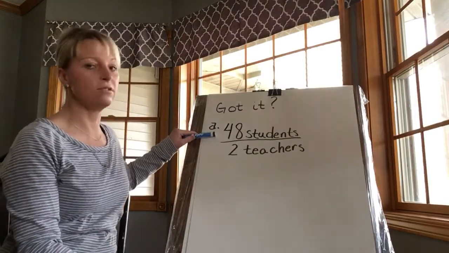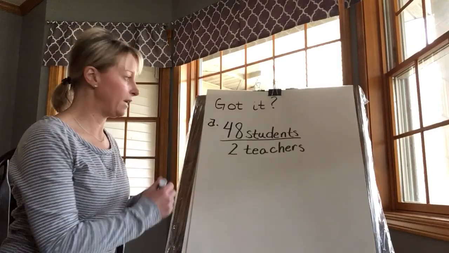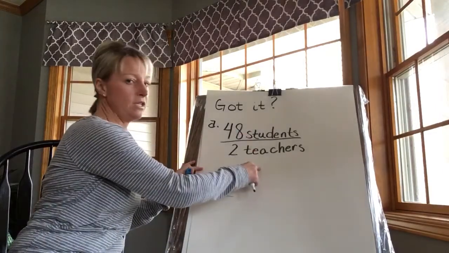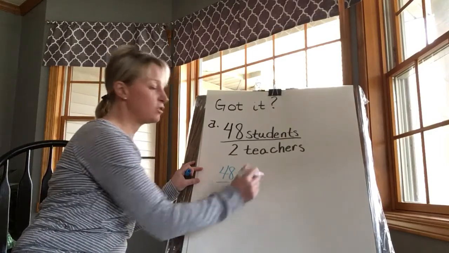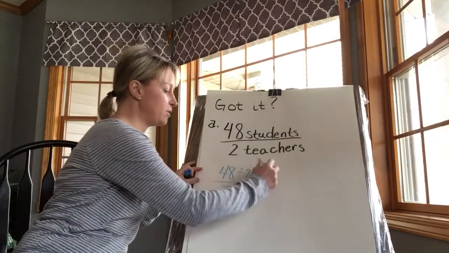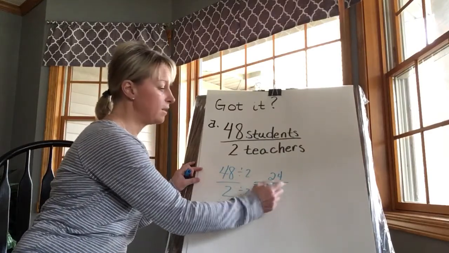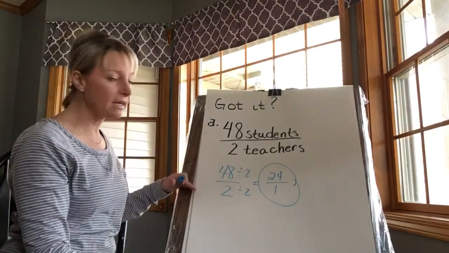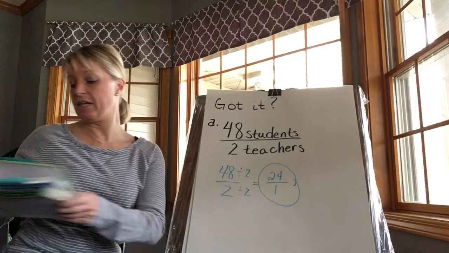So it says there's 48 students to 2 teachers. We need to see if we can make this a unit rate. So you start with your fraction, 48 over 2, because it's students to teachers, and then we reduce by 2, just like you would do for the ratio. So 48 divided by 2 is 24, and then 2 divided by 2 is 1. Because we have 1 in the denominator, it is a unit rate. So yes, they are proportional, because the ratio creates a unit rate.